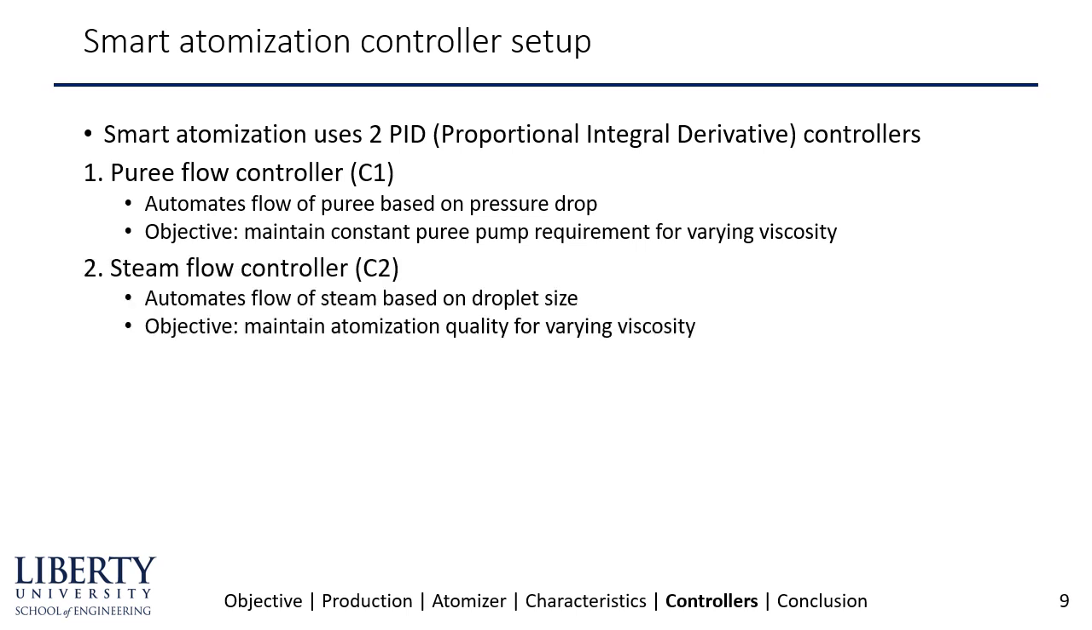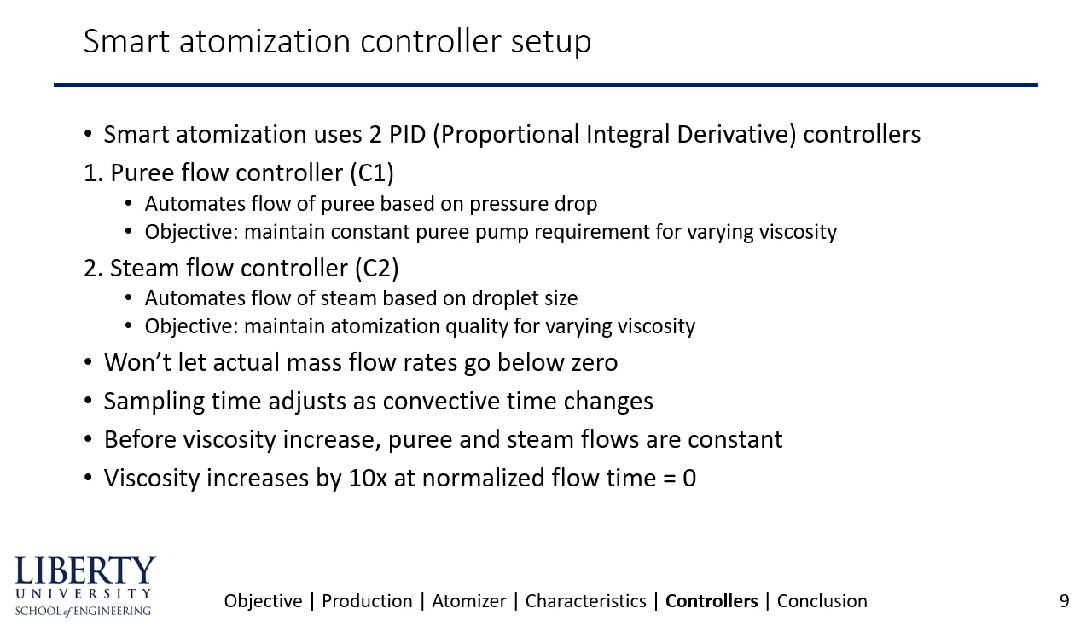The second is a steam flow controller. We'll call this C2. It automates the flow of steam based on droplet size, and the objective is to maintain atomization quality, or consistent droplet sizes, for varying viscosity. A couple other notes is that we set these up to prevent the mass flow rates of either steam or puree from going below zero. And we also have the sampling time adjusting as the convective time changes.